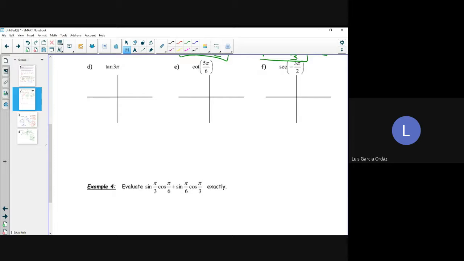Okay, so what we're doing next is tan of 3 pi. From 0 to 180, that's 1 pi. From 180 to 360 is 2 pi. And from 0 to 180 again is 3 pi. So we have the points here of -1 and 0 based off our unit circle.